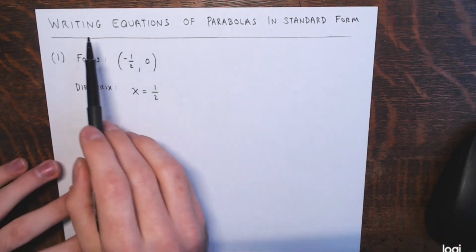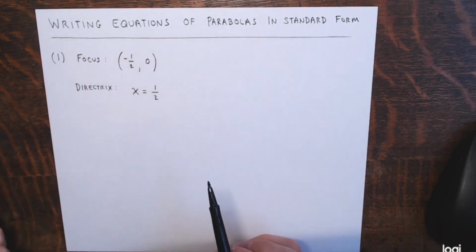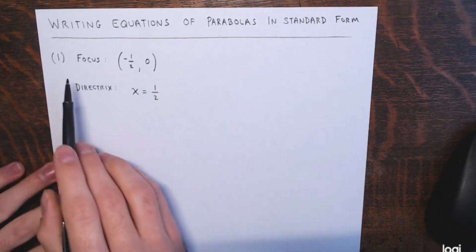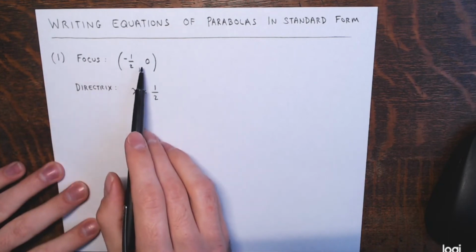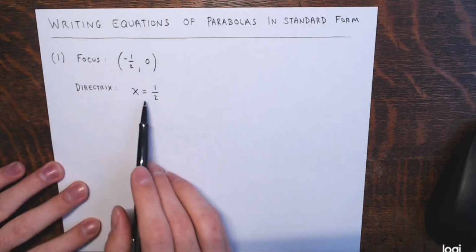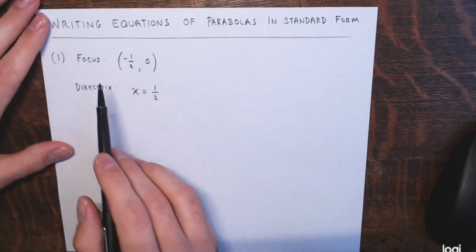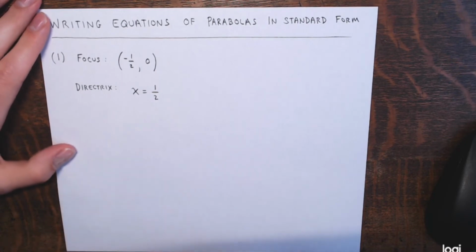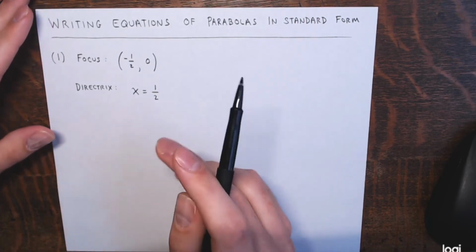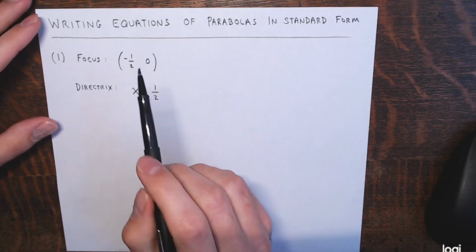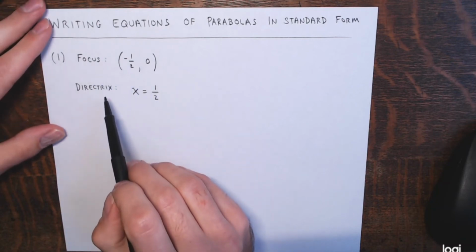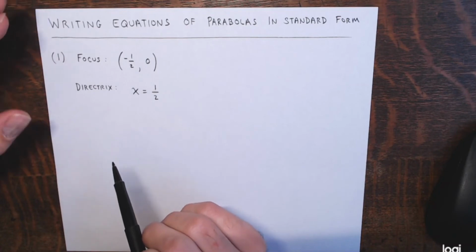So just again, writing equations of parabolas in standard form. And I'll also draw them as we go. So first example, I'm given the focus of the parabola and the directrix. Now remember, this is a special point and special line that define the parabola. Every point on the parabola will be the same distance from this point, the focus, and this line, the directrix.